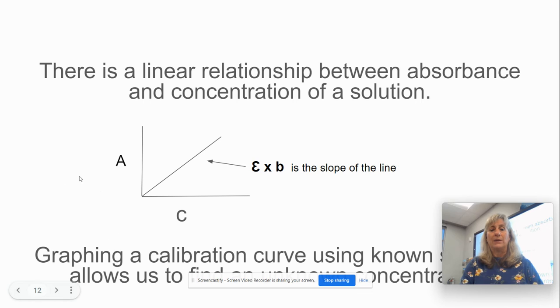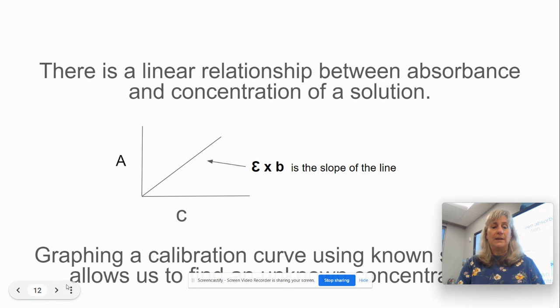So again, when we graph A versus C, the slope of the line is equal to E times B. A lot of times, if path length is constant because you're measuring all of your samples with the same spectrophotometer, then you can ignore B and you will just have that E is the slope of the line. And then that's your relationship. You can take any other sample, measure its absorbance, and calculate its concentration.